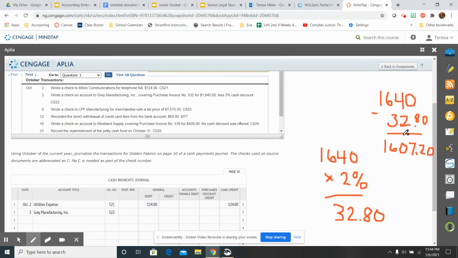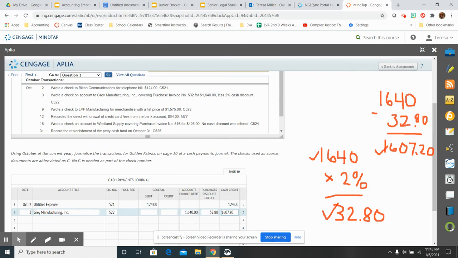Did you write that down? Because we are going to need all of these numbers. We are going to need this number, and this number. All right, let's go ahead and journalize them. Because we wrote the check on account, we have to affect accounts payable. The amount that we originally owed them was $1,640. We took a discount, which is this $32.80, and therefore we're going to write the check for $1,607.20. Okay, so we need all three of those numbers.